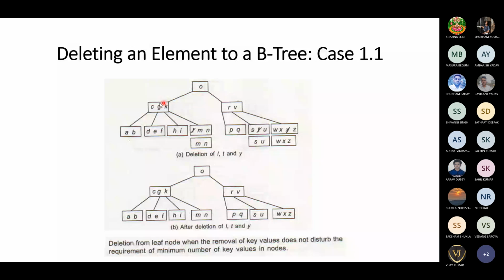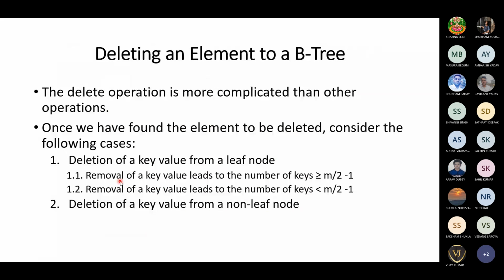So deleting L will not disturb the order. So M and N can be kept the same. Deleting T, S and U can be kept the same. Deleting Y will not get disturbed. So this is a deletion of a leaf node, but the number of keys is greater than half of the keys.